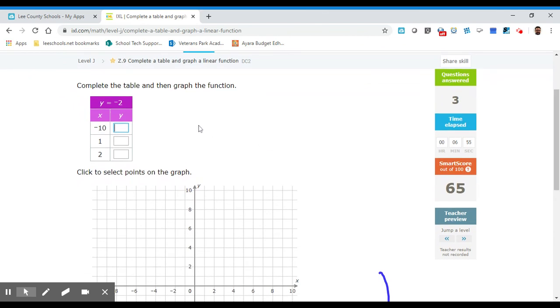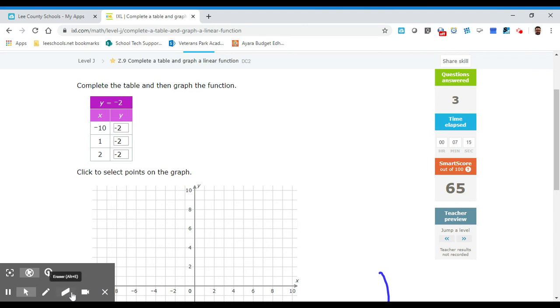Okay, this looks like it might confuse people. But look, it says y equals negative 2. And guess what? There really is no function to solve here. We're just going to type negative 2 in for all of the y values. That means on this line, every single y value is negative 2.